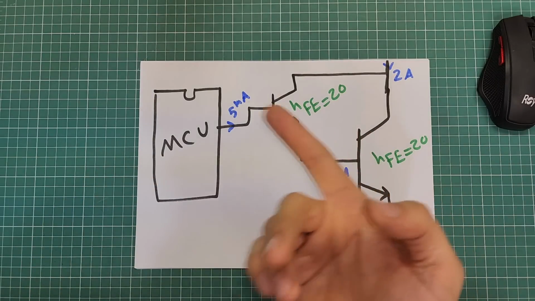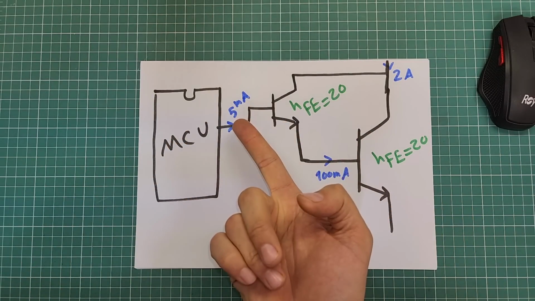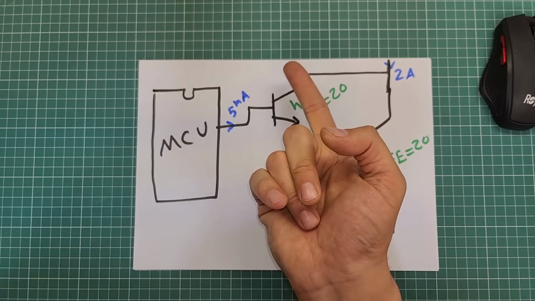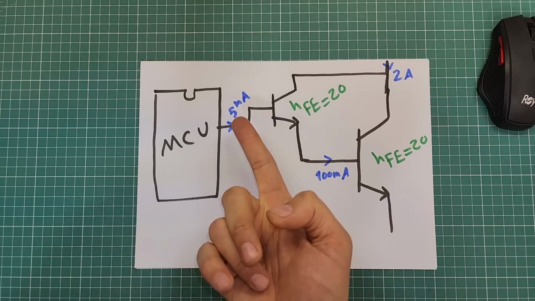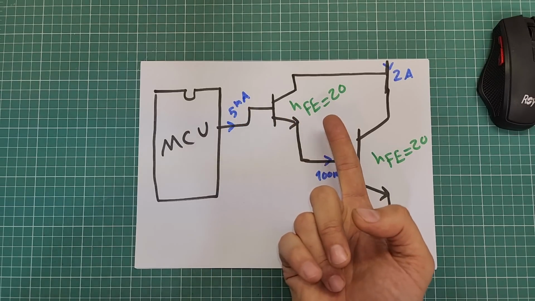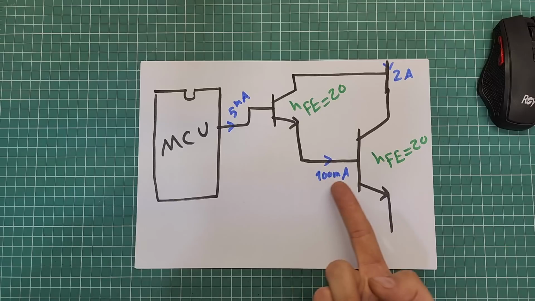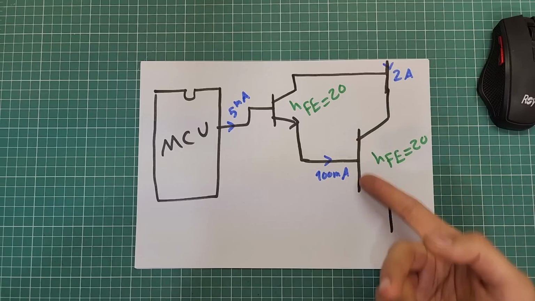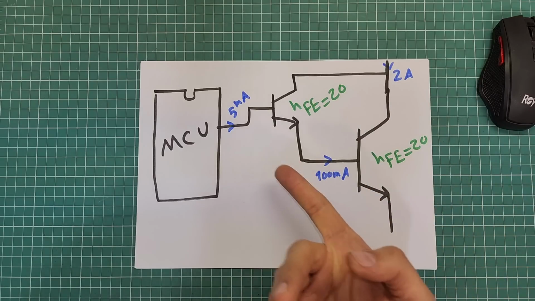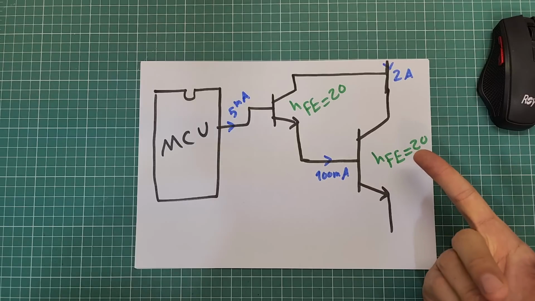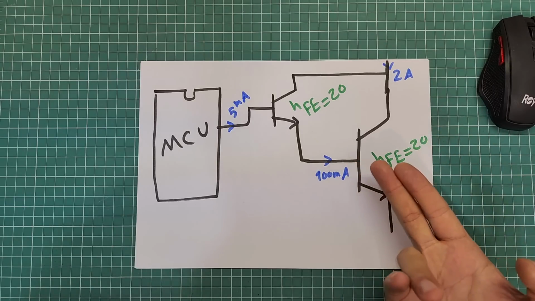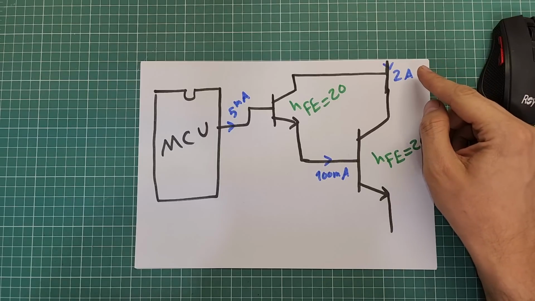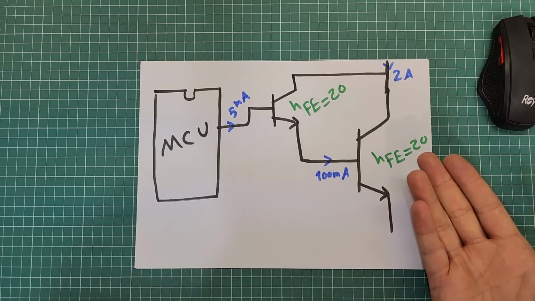In this example, the MCU has to supply just 5 milliamperes of current to the base terminal of the small transistor. The small transistor is amplifying the 5 milliamperes by HFE1, which is equal to 20. It is going to pass 100 milliamperes to the base terminal of the larger transistor. And the larger transistor is amplifying 100 milliamperes by HFE2, which is equal to 20. Then the larger transistor will be able to allow 2 amperes of current to pass in peace. This structure is called Darlington pair transistors.